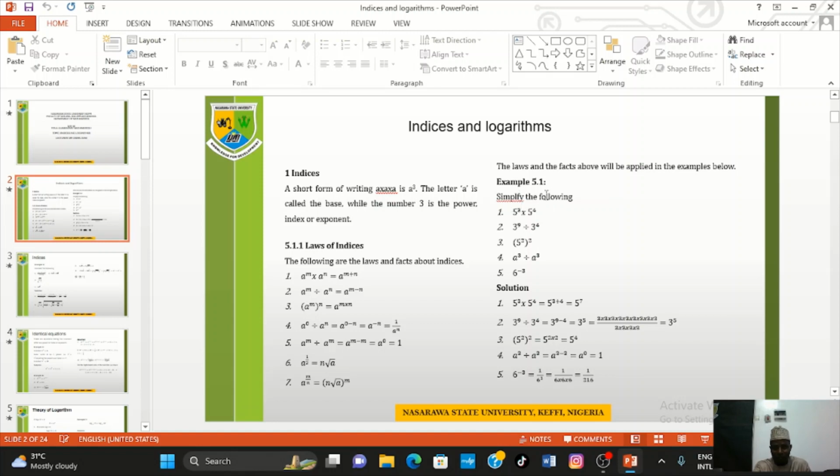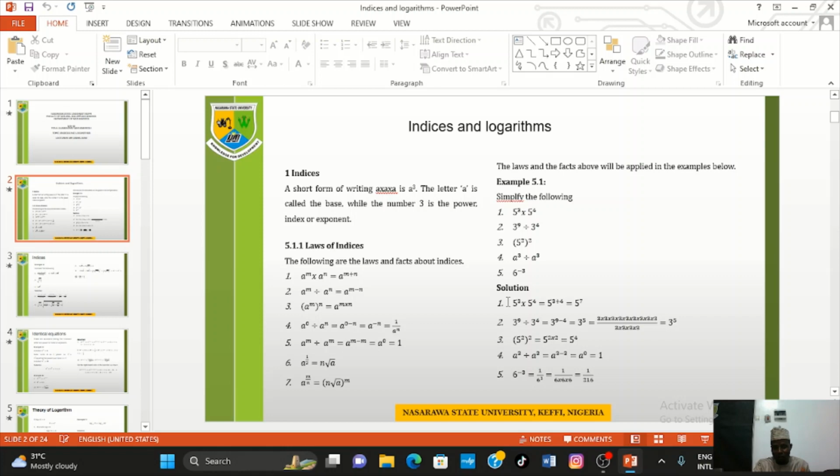Simplify the following. 1. 5 raised to the power of 2 times 5 raised to the power of 4. 2. 3 raised to the power of 9 divided by 3 raised to the power of 4. 3. 5 raised to the power of 2, in brackets, to the power of 2. 4. a raised to the power of 2 divided by a raised to the power of 2. 5. 6 raised to the power of minus 3. Now the solution, we take them one after the other.